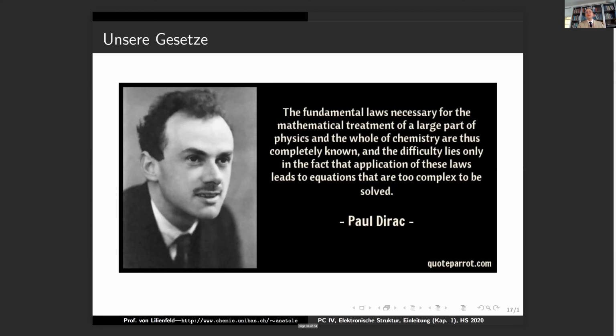All right, with this, I'd like to come to the last slide of this introduction to the course. So what you should know is basically given by the statement by Paul Dirac, this quotation: the fundamental laws necessary for the mathematical treatment of a large part of physics and the whole of chemistry, quite a statement, are thus completely known, and the difficulty lies only, and that's the understatement, in the fact that application of these laws leads to equations that are too complex to be solved, right?